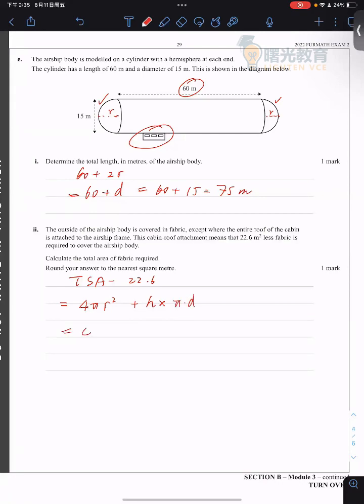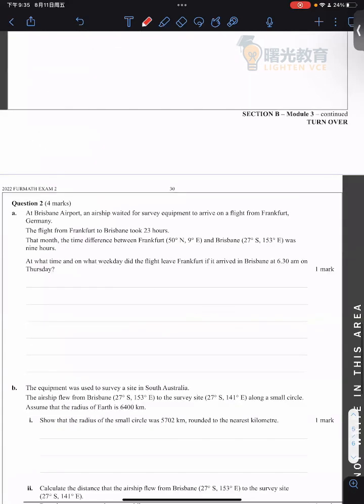And let's substitute the value. 4 pi times the radius squared, that would be 7.5 squared. And then plus 60 times pi times 15. Let's use our calculator to find out the answer, please. All right, round to the nearest square meter again, round to the whole number. 3,512 square meters. Okay, all right.